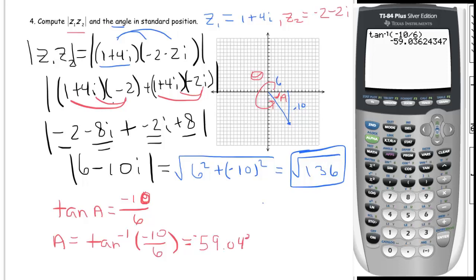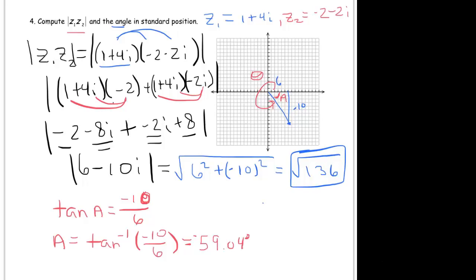But of course we want to, what do we actually want to add to that? So therefore angle theta would be, well, it would just be 360 degrees minus 59.04 degrees, or 360 degrees plus negative 59.04 degrees. So our angle, therefore, is 360 plus the negative 59.04 degrees, and when you do that, you get out 300.96 degrees.